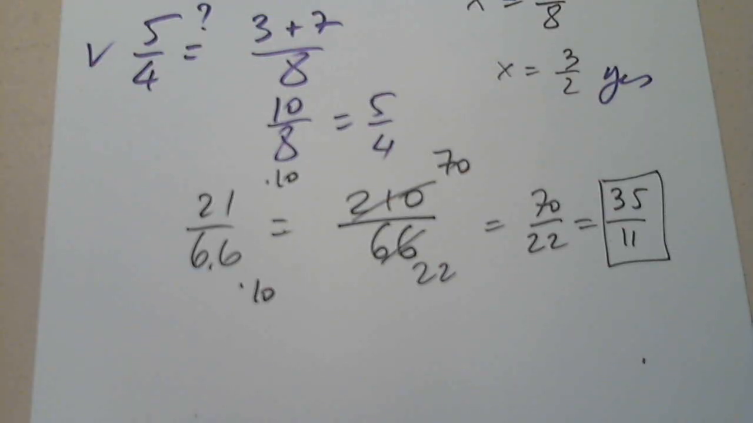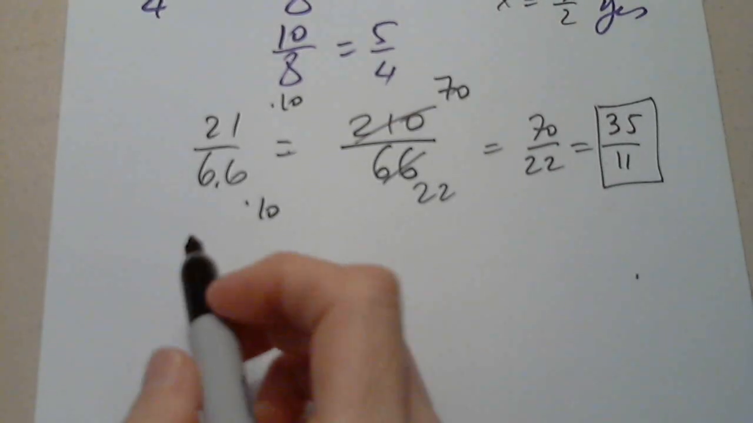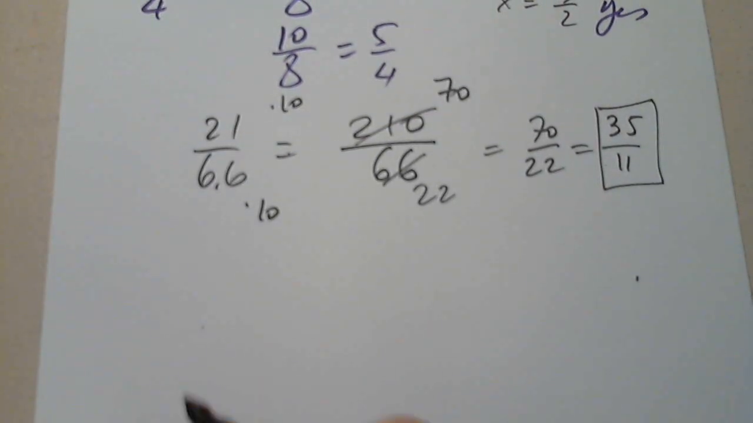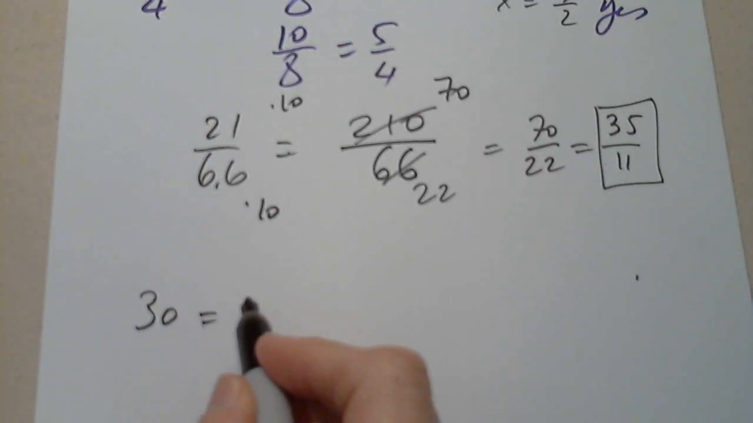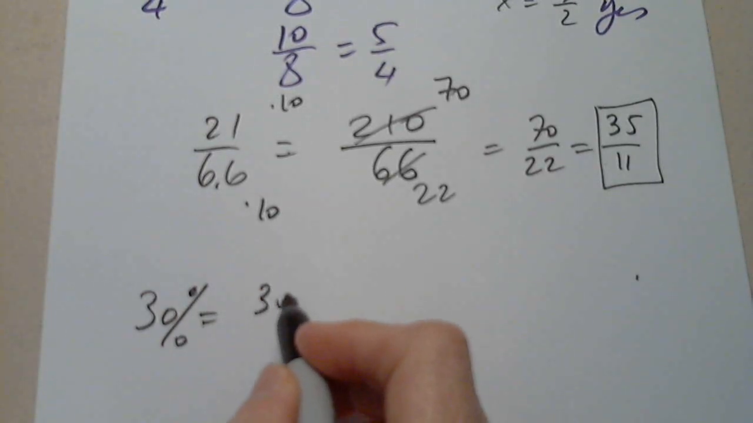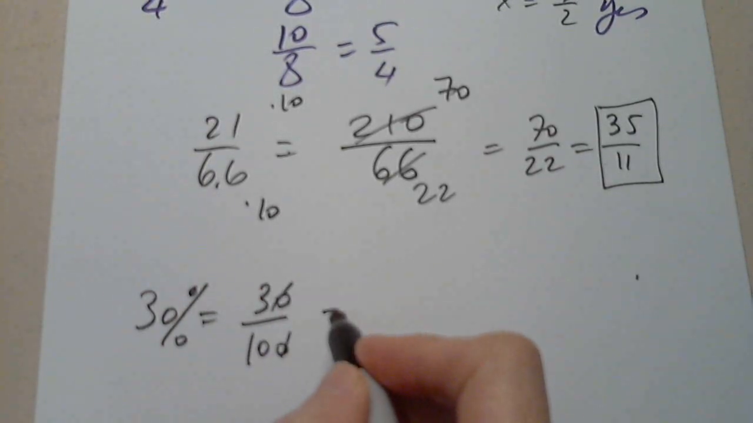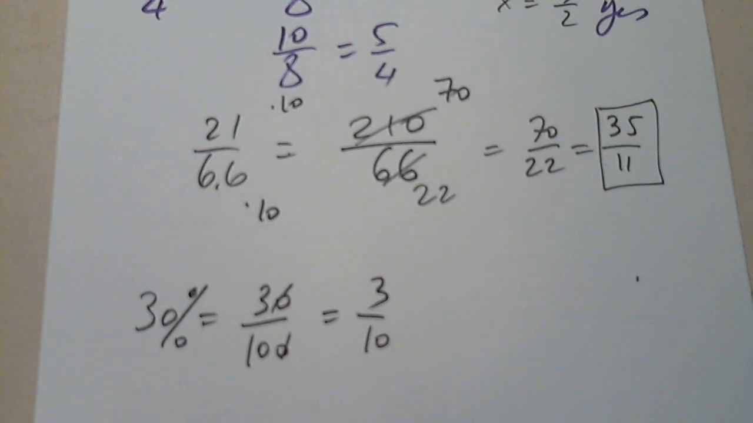Good. Write the percent as a fraction in lowest terms. So 30%, say it again? 3/10. Yes, so 30% is the same as 30 divided by 100. So you simplify, and it's 3 over 10. I mean, we finished the test in half an hour. Okay?